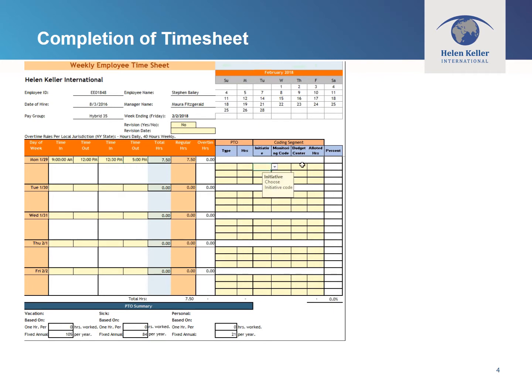You're going to enter the coding segment through the drop-down menus. You will then enter the allotted hours, which typically equals the regular hours or total hours worked, unless you are charging more than one initiative, monitoring code, or budget center. This is an example of a completed timesheet.